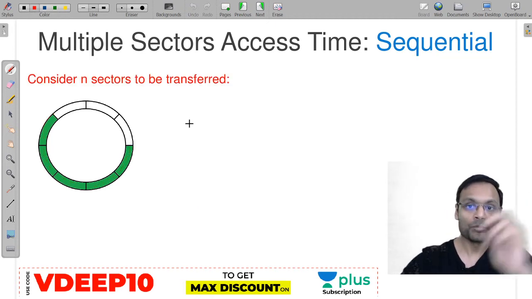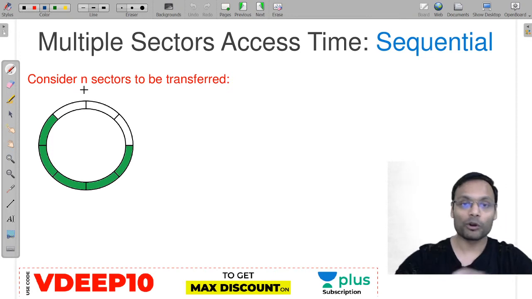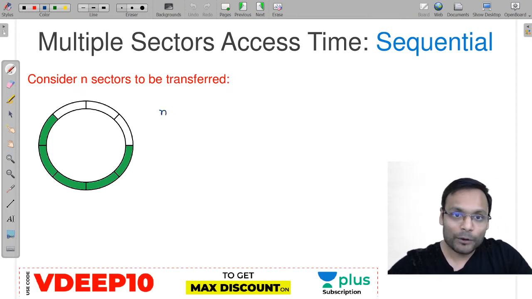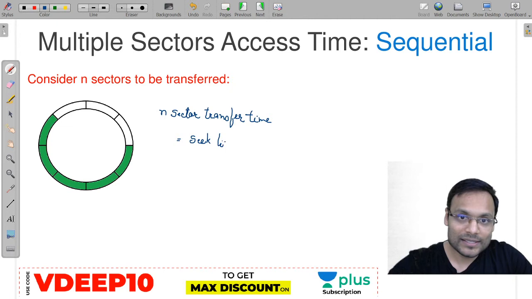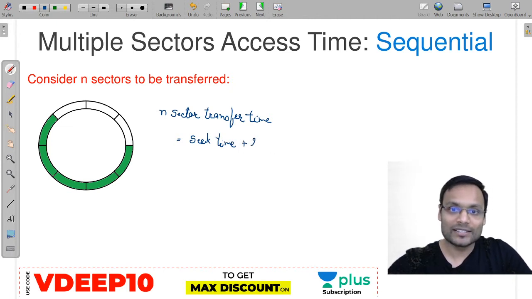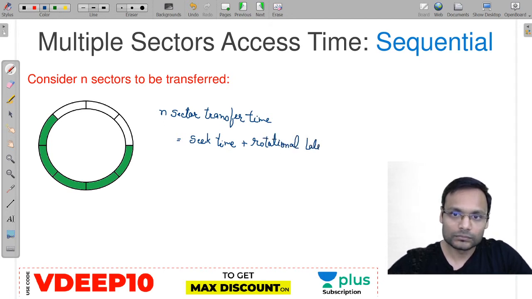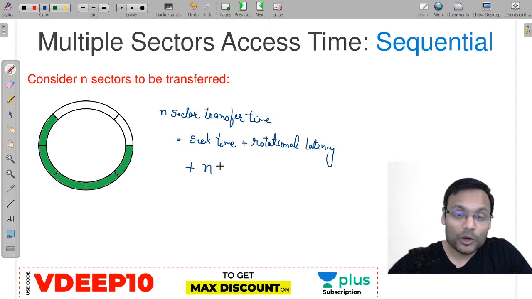So in this particular case, suppose I have to transfer n number of sectors, then I want to write a simple formula. N sector transfer time will be how much? N sector transfer time will be equal to only one time seek time required plus only one time rotational latency required. Plus, how many times is transfer time required? N times. Why? Because we have to transfer N sectors. So, N times one sector transfer time.